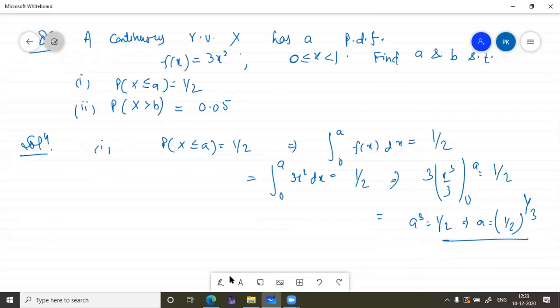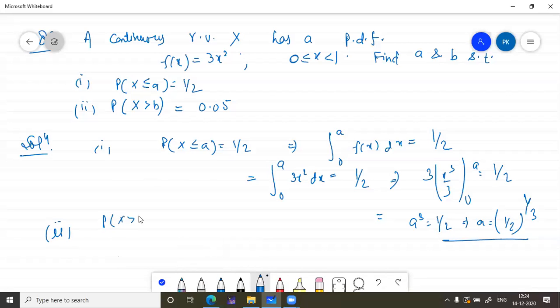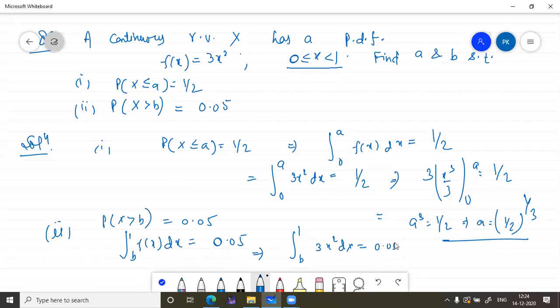In the same way, second part में जो दिया हुआ है x is greater than b is 0.05. x is greater than b, तो लिमिट कहाँ से कहाँ तक जाएगी? यहाँ पर हमारे पास जो रेंज है it's 0 to 1, means whatever the values will lie between 0 to 1. a और b 0 to 1 के बीच में ही lie कर रहे हैं. It means that will be integral b to 1 f of x dx. This probability will be b to 1 f of x dx, or it's 3x square dx is 0.05. Now you simply evaluate it. Just integrate and find out the value for b.